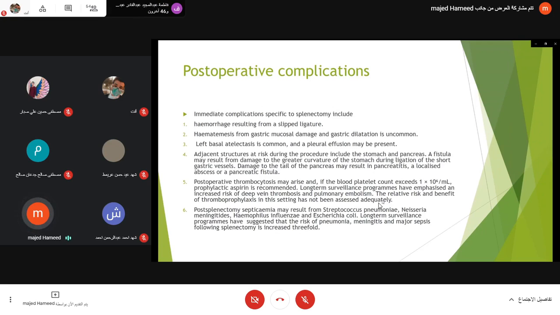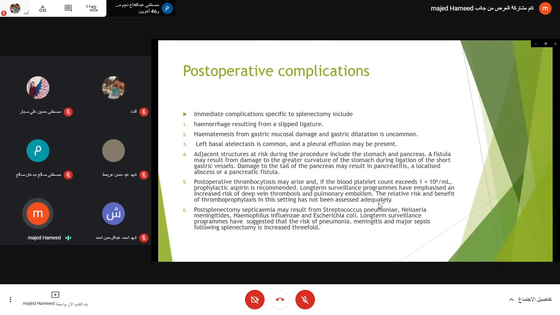Postoperative thrombocytosis may arise, and if the blood platelet count exceeds 1 million per milliliter, prophylactic aspirin is recommended. Long-term surveillance programs have emphasized an increase in risk of deep vein thrombosis and pulmonary embolism. The relative risk and benefit of thromboprophylaxis in this setting has not been assessed adequately.